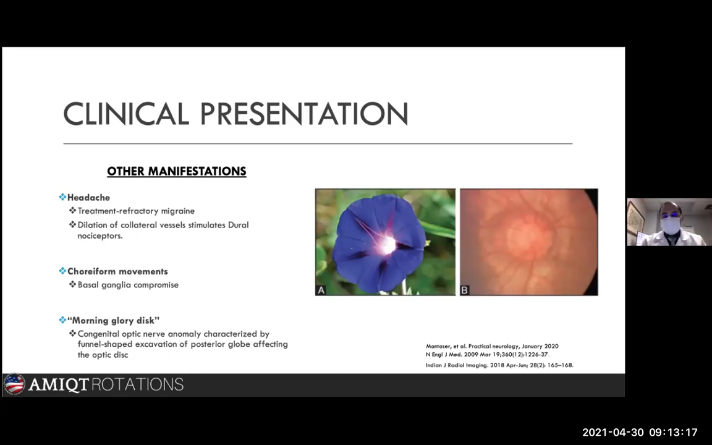And finally, there is a very interesting association with the morning glory disc anomaly, which is a congenital anomaly of the optic nerve, in which there is a funnel-shaped excavation of the posterior globe that will also affect the optic disc. As you can see on the right, this image resembles a morning glory flower, and that's why it is given this name.